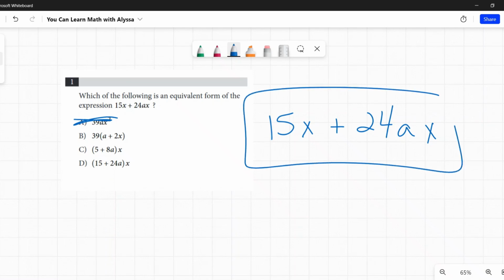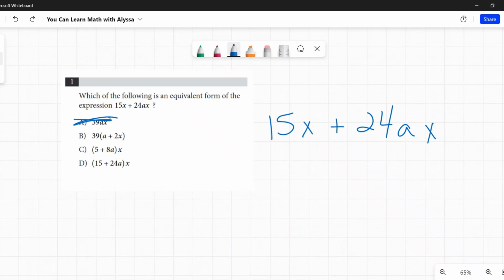So when I look at this, I go, what could come out of here? There's two places I need to look. I need to look at the numbers, and then I also need to look at the variables. So I have 15 and 24 as my constants, my numbers. I have this one a that's by itself, and then I have this pair of x's. So for the numbers, I go, well, 3 goes into both 15 and 24. So one option is I could take out 3, and that would leave, when I divide 15 by 3, I get 5. When I divide 24 by 3, I get 8.